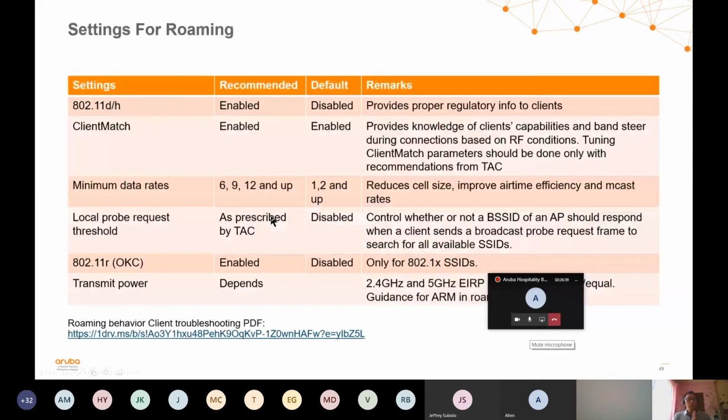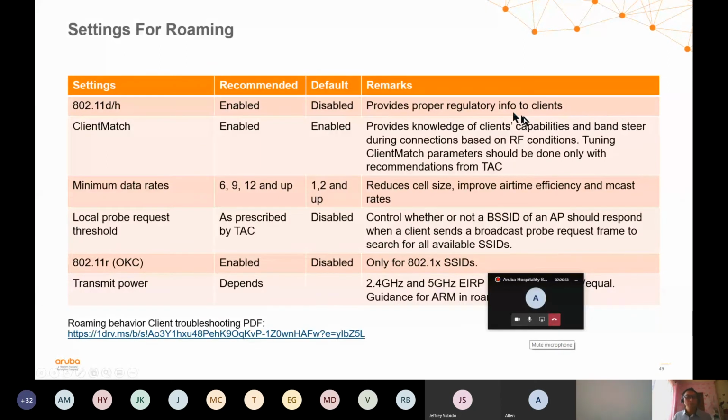Okay. Now the settings. This is in addition to what was covered earlier in the config recommendations. There's a bit of overlap. So 11d and 11h: recommended, enable; default, disable. It provides proper regulatory info to clients. Client match by default is enabled, and therefore we want to keep it that way.